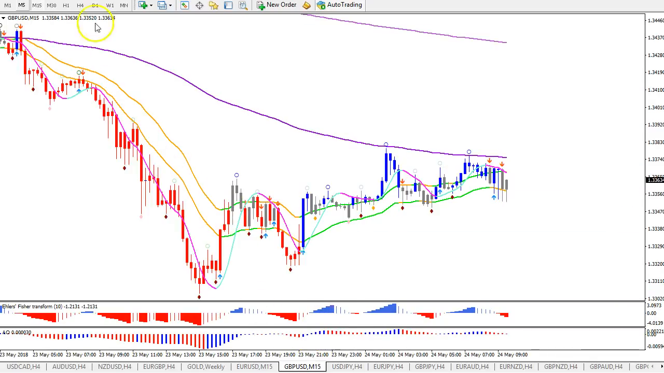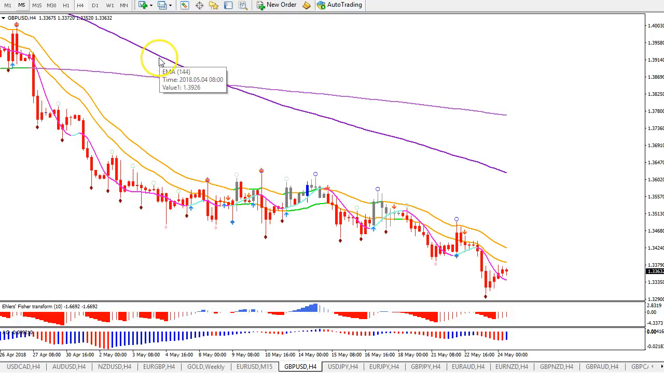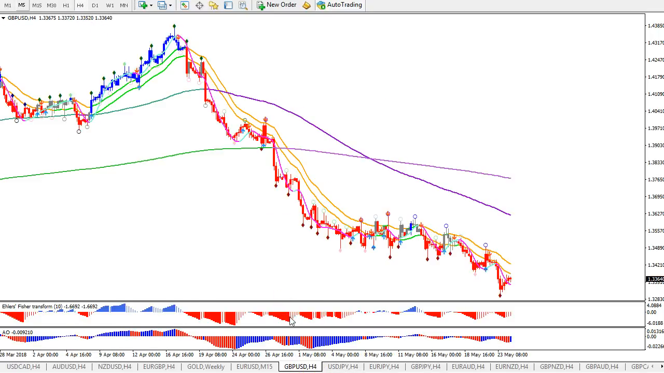But let's move on to the pound dollar. Pound dollar, basically pretty much a similar story as the euro dollar.